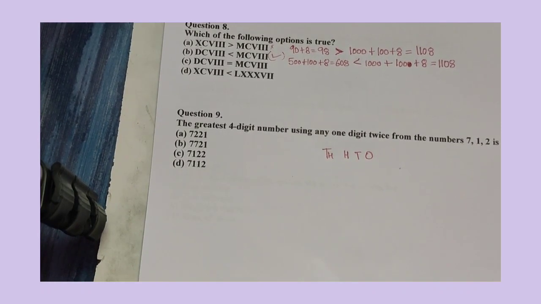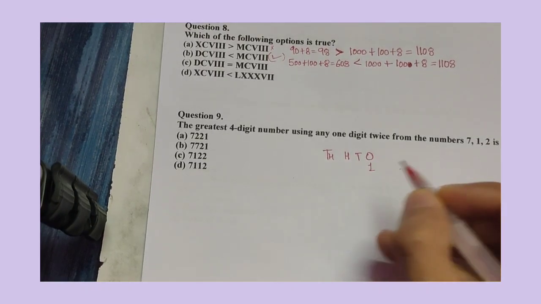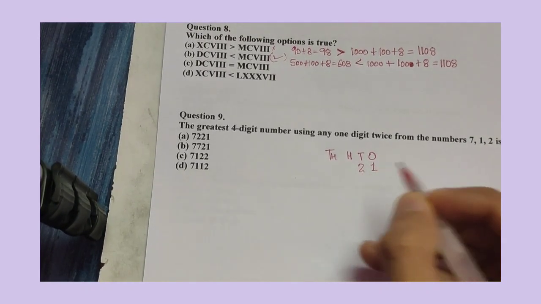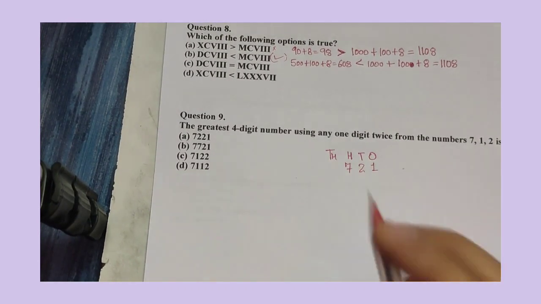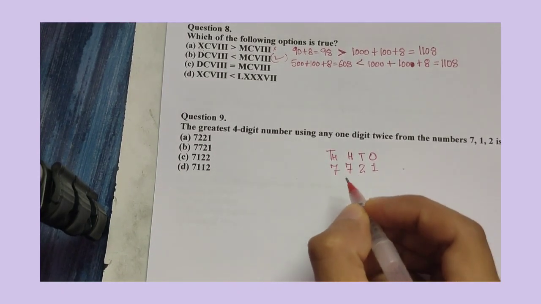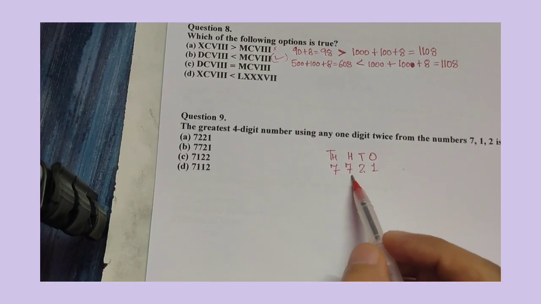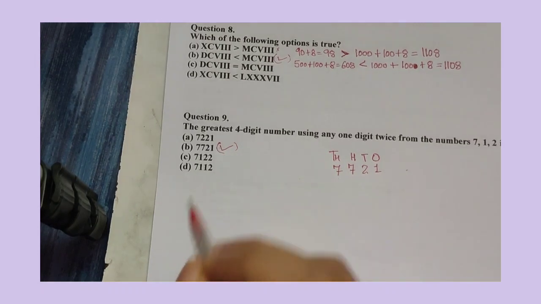Now as we are moving for the greatest number, we will be putting the smallest number at the ones place. Now the smallest out of 7, 1 and 2 is 1. Then after comes 2. Then after comes 7. Now all the 3 digits are used. One number can be used twice, and we have to make the greatest 4-digit number. So we will use the greater number twice, that is the number 7. Which makes the number 7721. It means option B is the correct answer.